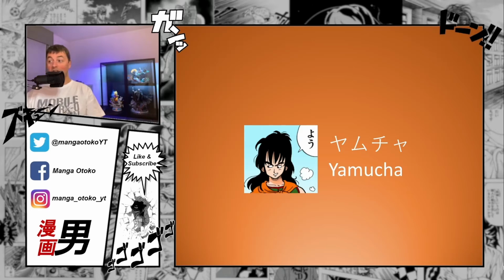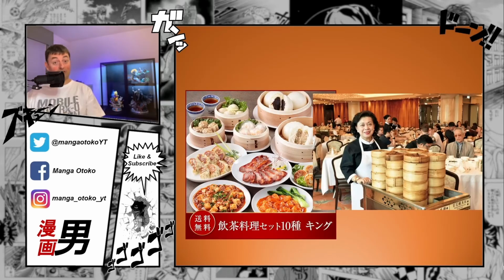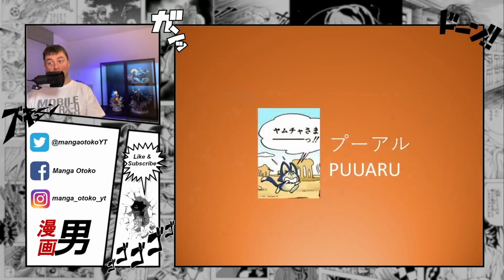varieties of Yamcha. As you can see in the pictures here, you can just order them per piece or per bamboo pot. Quite tasty, I must say. I've tried it in Hong Kong. It was very tasty, and these dumplings are quite typical for Chinese food as well. So we continue here with Chinese food inspired names.